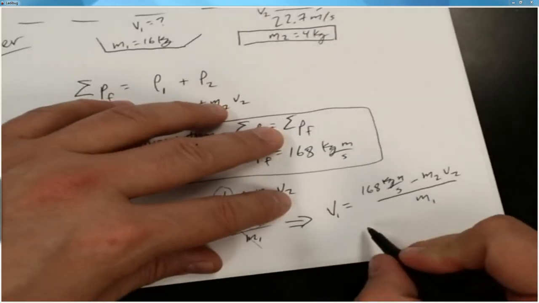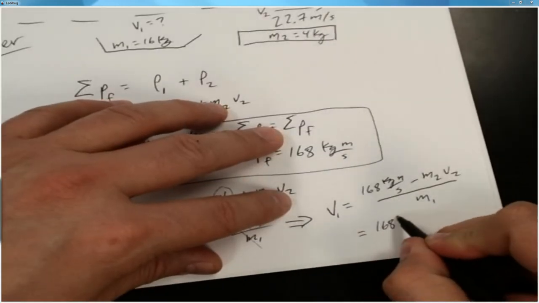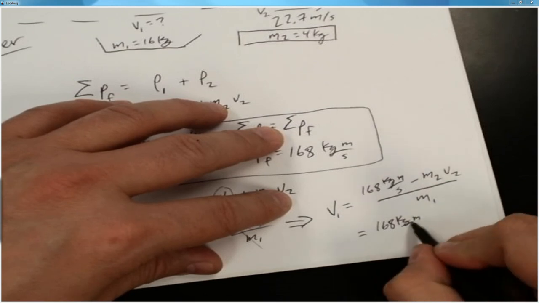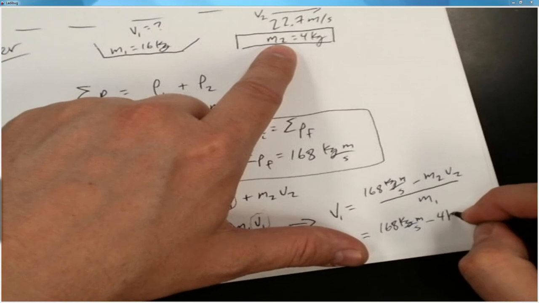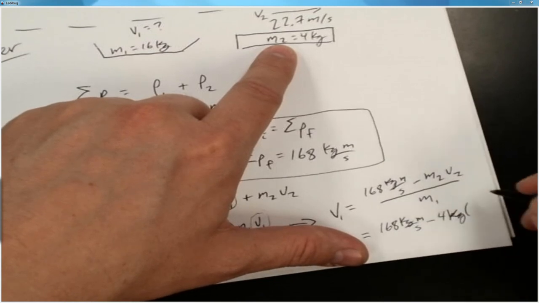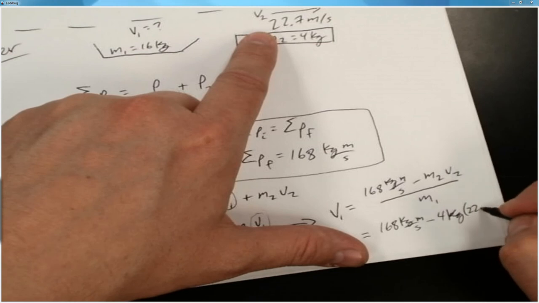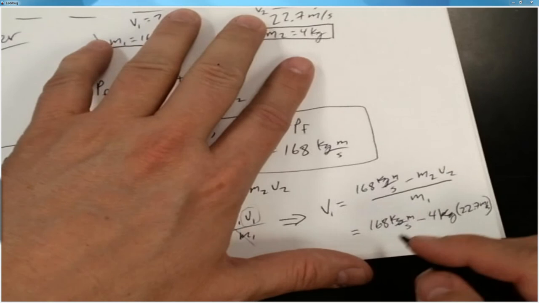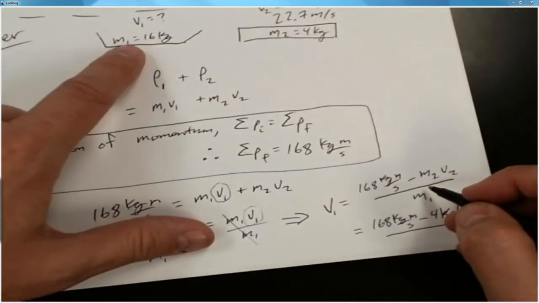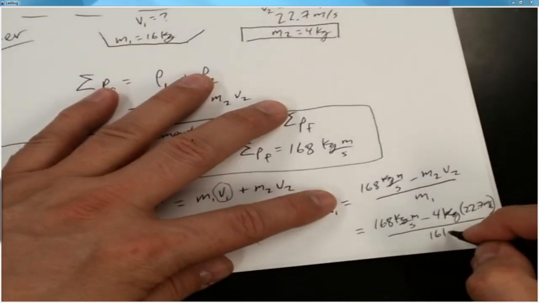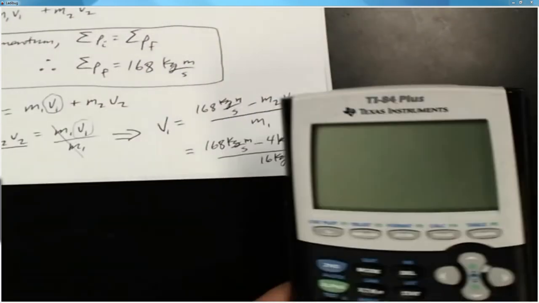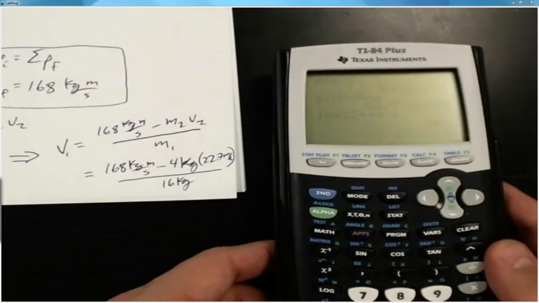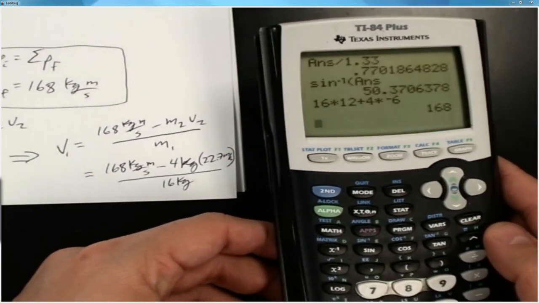So let's look at what that means up here. 168 kilogram meter per second minus M2, which is 4 kilograms, times V2, which is 22.7 meters per second, all over M1, which is 16 kilograms. Now I have to plug all this junk into my calculator. And I'm going to show you how to do it because I know that calculators are somehow incredibly challenging to some of you. So here we go.